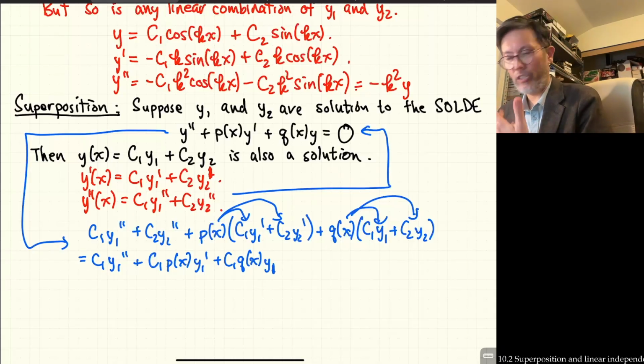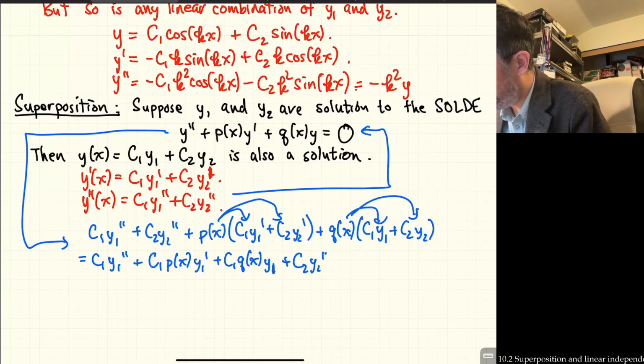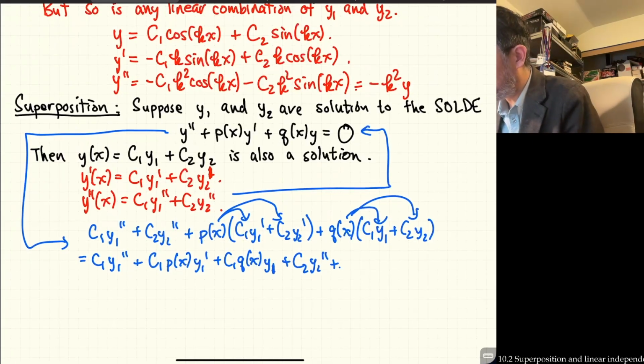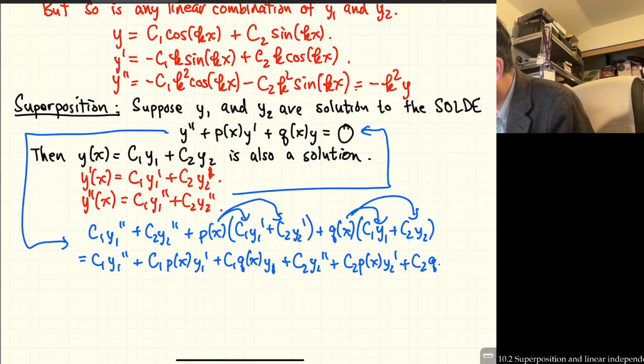I have 3 more terms I have to account for. I've got a c2 y2 double prime. I've got a c2 p of x y2 prime, and then I've got a c2 q of x y2.